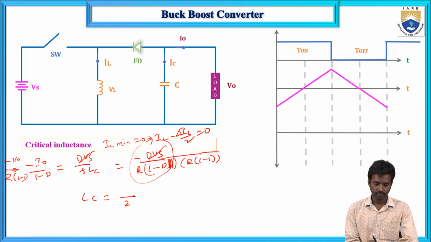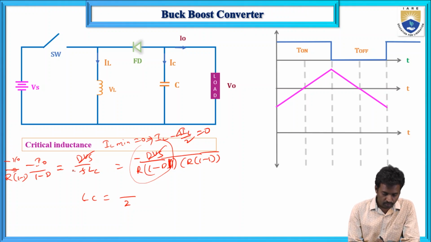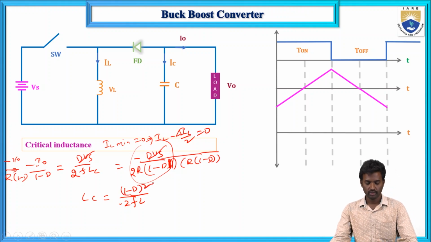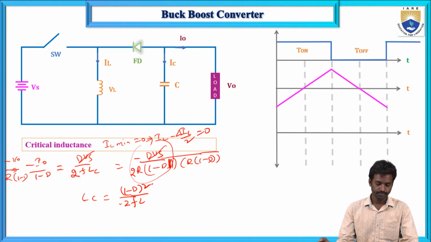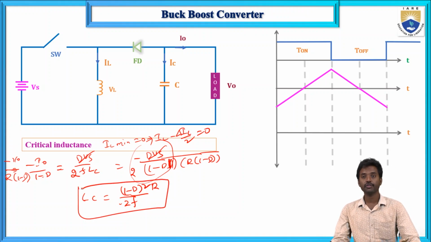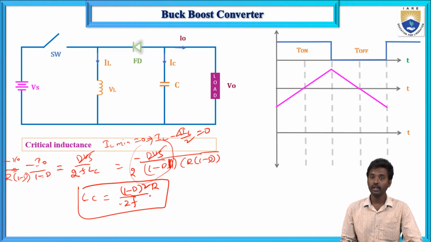2F R. This is 2, and this one is 2F R, and next here 1 minus D, so 1 minus D whole square, 1 minus D whole square. Here 1 minus D into 1 minus D into R, this is R by 2F. This is the formula: 1 minus D whole square into R divided by 2F.